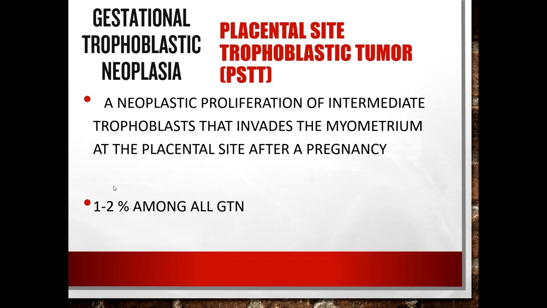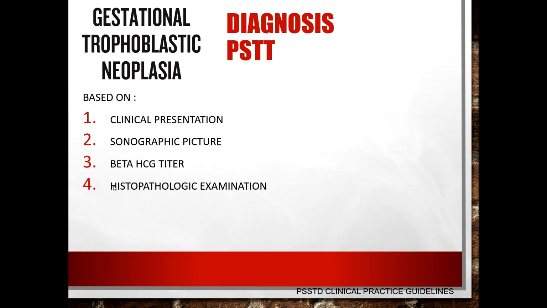So placental site trophoblastic tumor is a rare form of GTN composed of neoplastic implantation site intermediate trophoblastic cells. They represent a neoplastic transformation of these intermediate trophoblasts that normally play an important role in implantation. The incidence is 1 to 2% among all GTN, and approximately 300 cases have been reported in the literature. The following would help us in the diagnosis of PSTT.